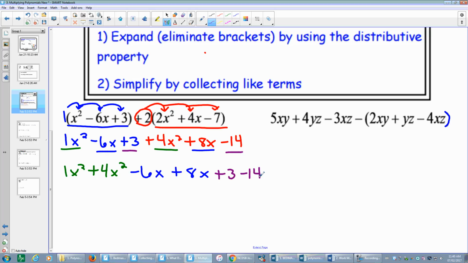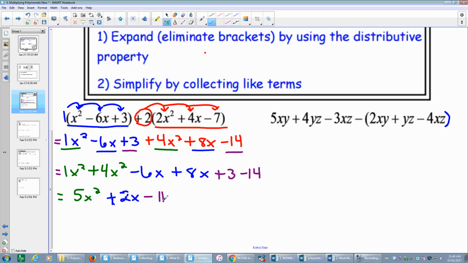And then as our final step, we just add and subtract the coefficients. So 1x squared plus 4x squared gives me 5x squared. Negative 6x plus 8x gives me plus 2x. And then my last one here, positive 3 minus 14 gives me negative 11. So my final answer is 5x squared plus 2x minus 11.